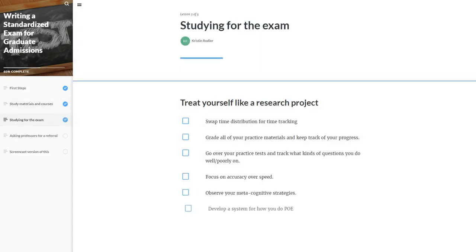So what about studying for the exam? You really have to undertake this studying almost like ripping off the Band-Aid, and you have to just focus on yourself and watch yourself. Instead of studying with a timer in front of you, thinking I've got to do these questions in 35 minutes, swap time distribution for time tracking. Just do the 26 questions and see how long it takes you. Oh, it actually took me 45 minutes.